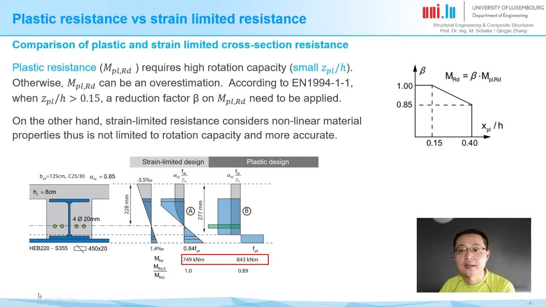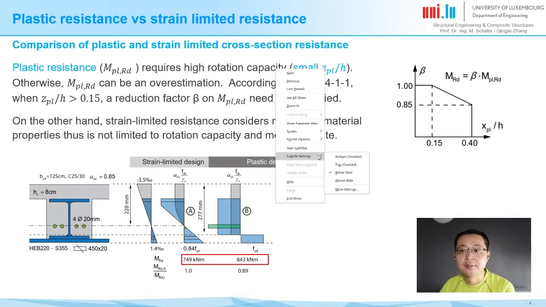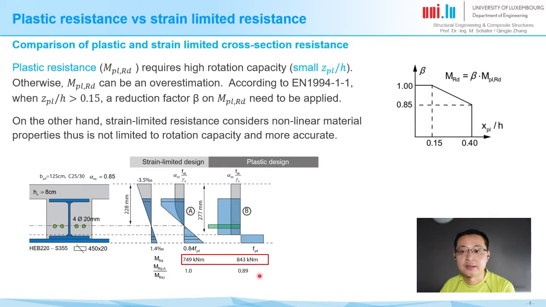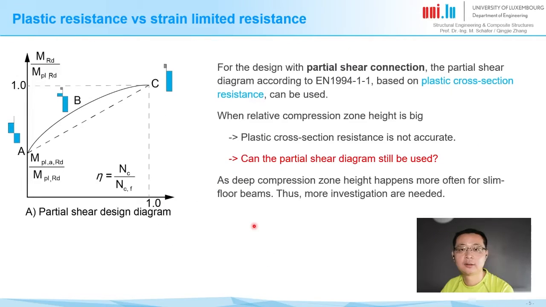In this drawing, it shows an example calculated by both plastic and strain limit resistance. We can see here the plastic resistance is much higher than the strain limit resistance due to these unrealistic stress distributions. For the design of a partial shear connection, the partial shear diagrams according to the Eurocode can be used.